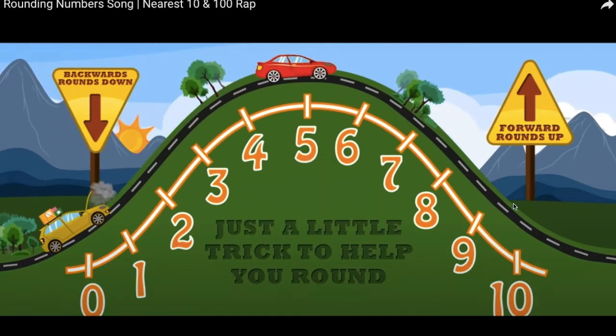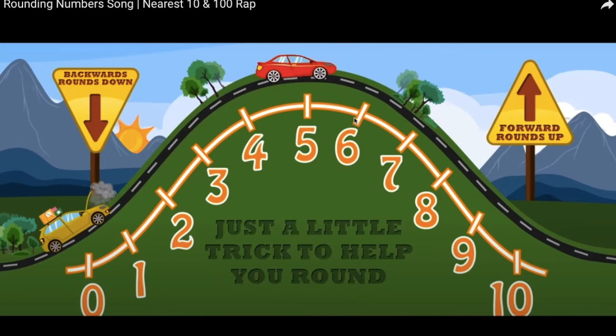So this is really, really helpful. You can imagine it like a hill, and if the car was to stop anywhere between 0 and 4, it would roll backwards. So rolling backwards is like going down. But if your car is 5 or more, it would keep going forward, which is like rounding up. So that's a really good way to remember.